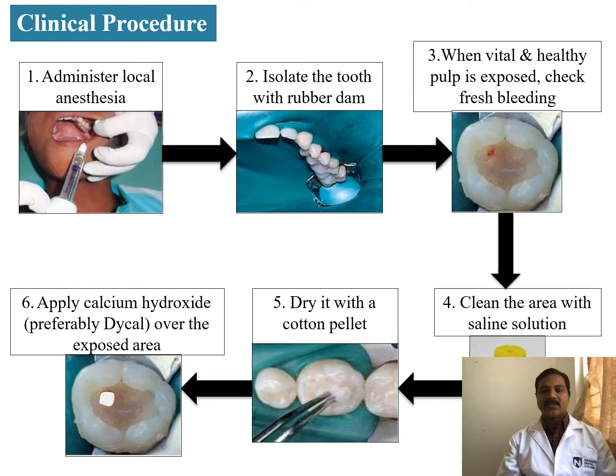After you isolate the cavity and place a small pellet of cotton over it, a few recommend disinfection of the area with hypochlorite or saline. I think saline is more preferable, as sodium hypochlorite has a certain caustic effect on the pulp. After placement of this disinfectant in the cavity, you place Dycal, which is a base and catalyst mix, directly onto the exposure site, and then you can place a temporary restoration over it.